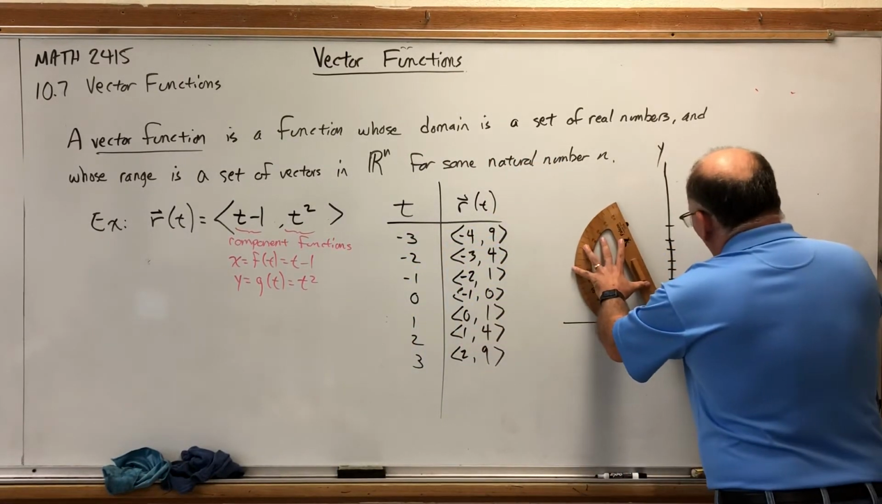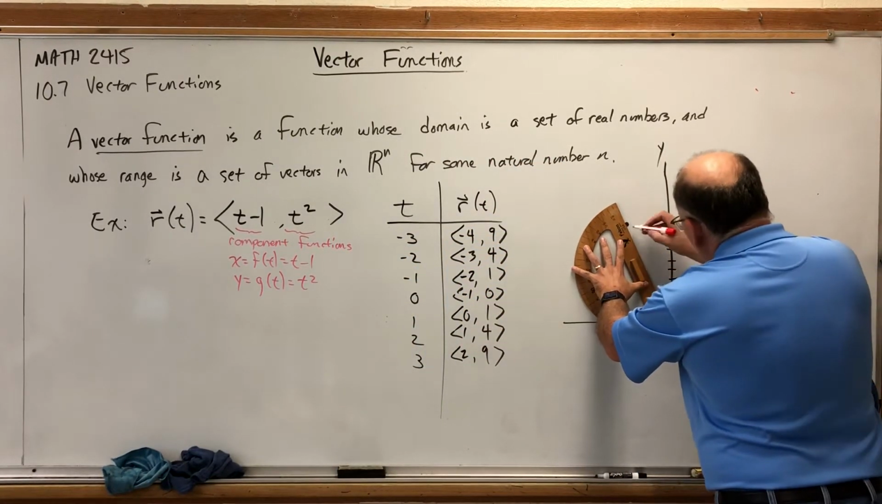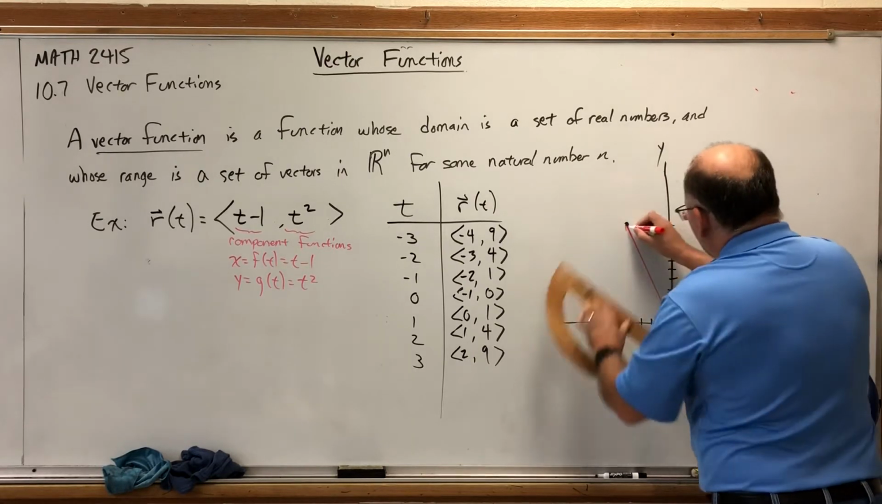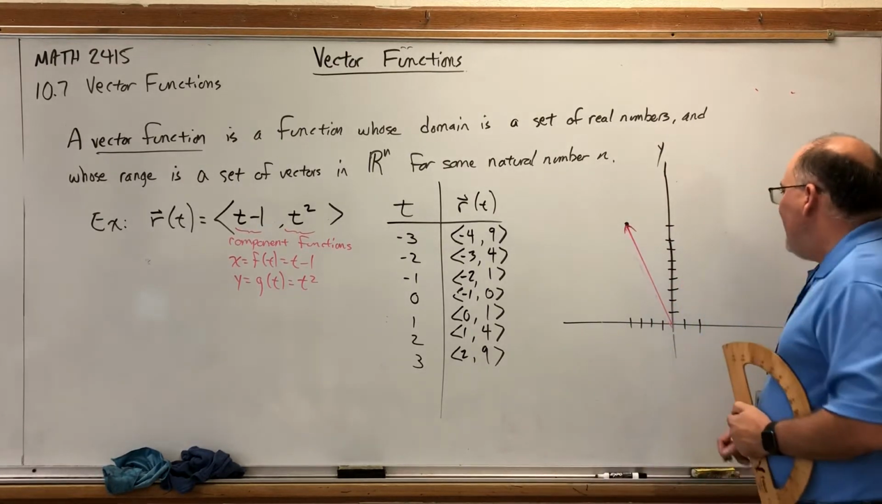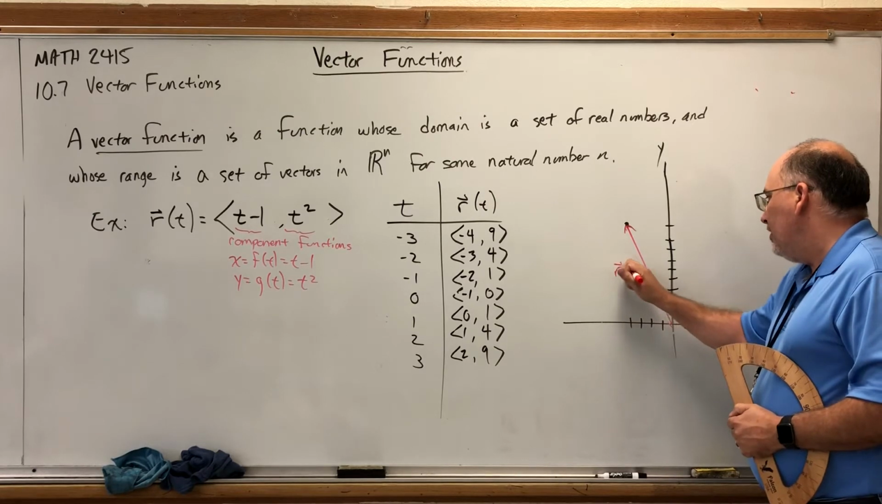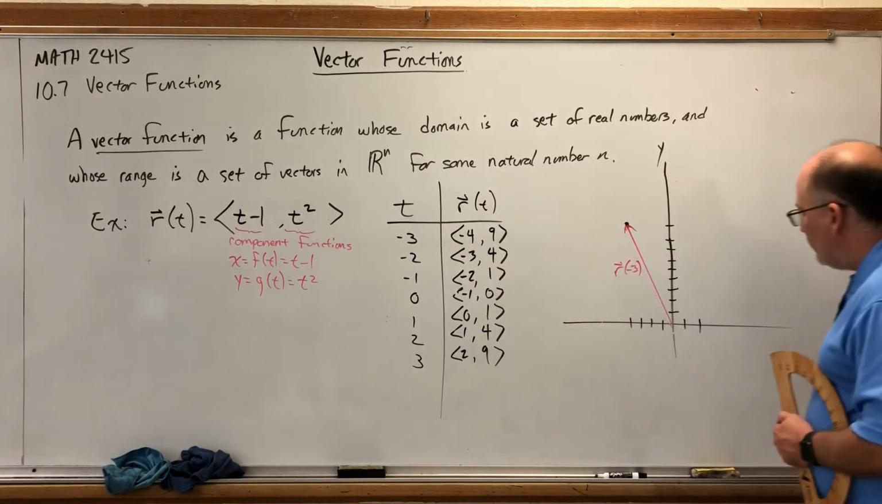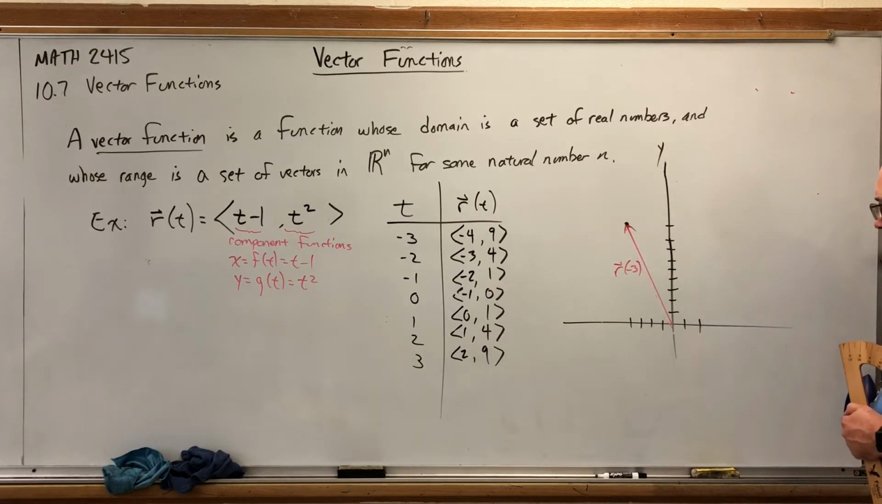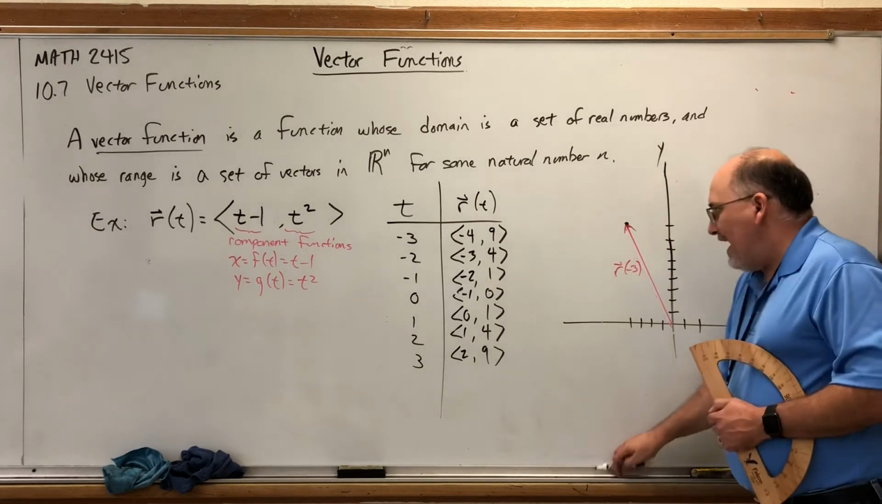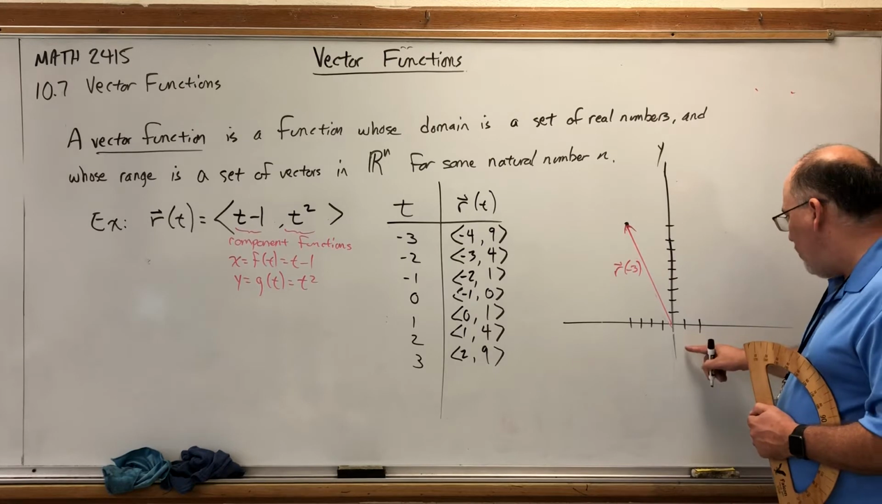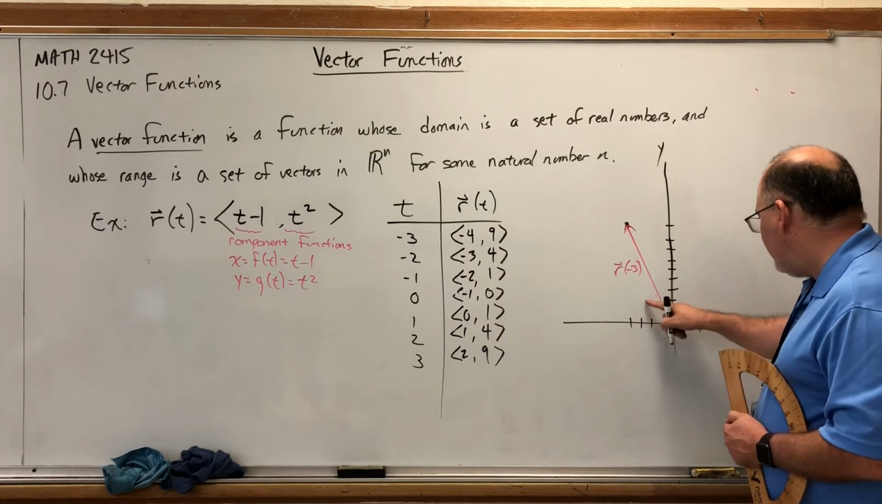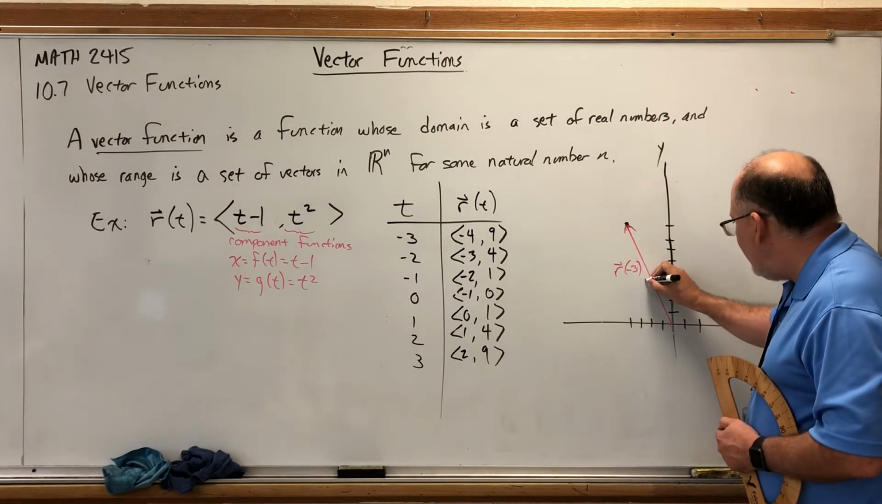The point negative 4, 9 can help us locate the vector negative 4, 9. So that vector represents r of negative 3. Remember, that was the input that produced this vector. And if we were to graph the rest of them, the next output is negative 3, 4. So negative 3, up 1, 2, 3, 4. So about here.